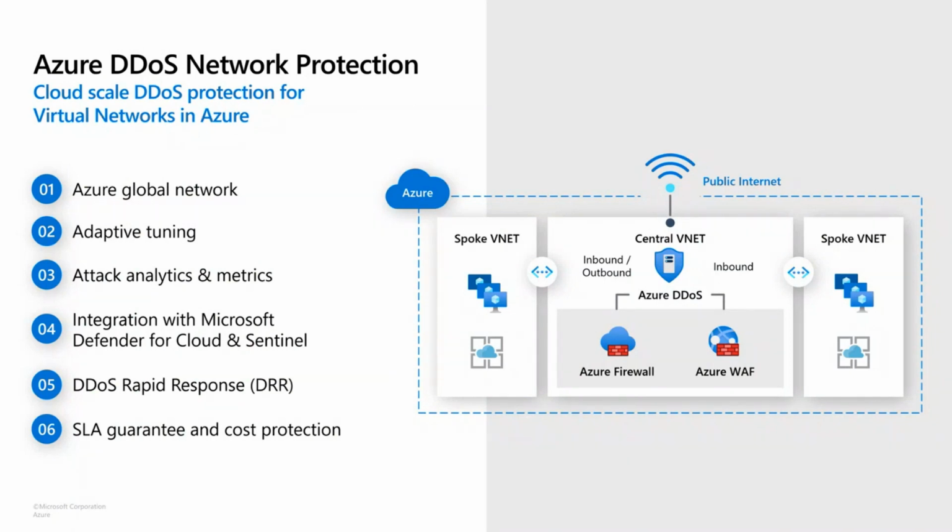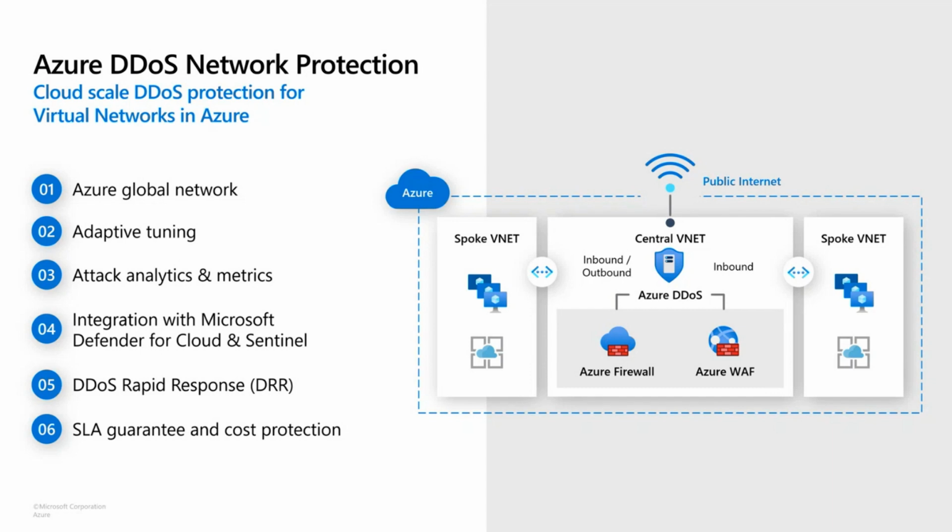So when you want to protect your particular application, for example, it makes sense to have a plan for your environment. And that's where we have two different plans. We've had the DDoS network protection plan for some time, and all the features that I talked about right now, with DDoS rapid response, SLA guarantee and cost protection, are included with this.